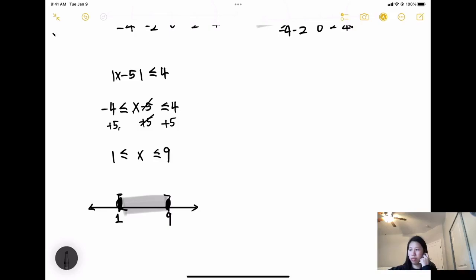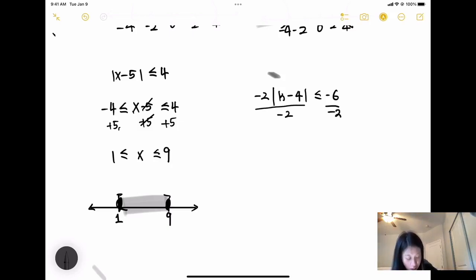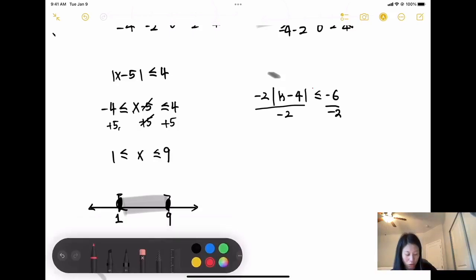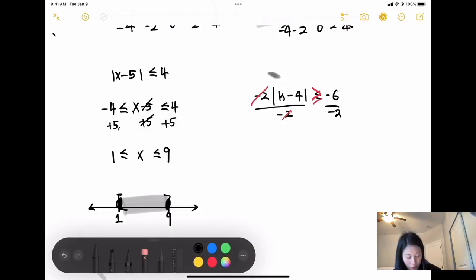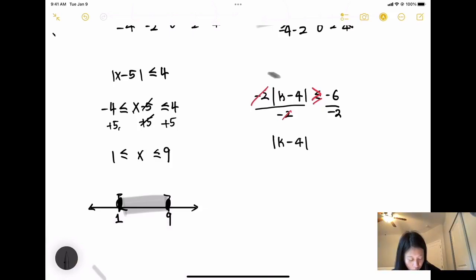Okay, let's try another example. If I want you to solve negative 2 times the absolute value of k minus 4 less than or equal to negative 6. How to solve that? Well, first of all, you divide by negative 2 on both sides. When you divide by negative 2 on both sides, what do you get? You need to reverse the sign because it's a negative number. So negative 2 gets canceled. I have the absolute value of k minus 4 greater than or equal to 3.